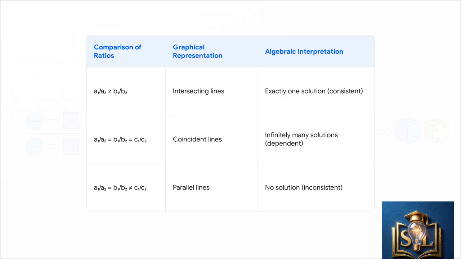Now here's the really cool part. You can actually predict which of these three things is going to happen without even drawing a single line. Seriously, just by comparing the ratios of the numbers in front of the x's and y's, you can tell right away if the lines are going to cross, if they're parallel, or if they're the same line. It's a fantastic little algebraic shortcut.